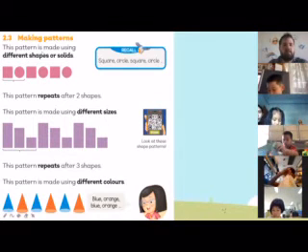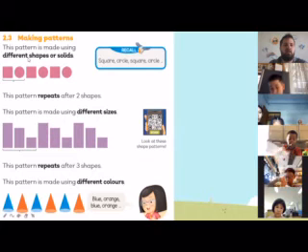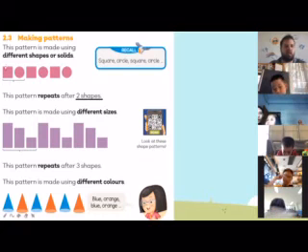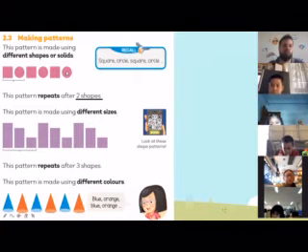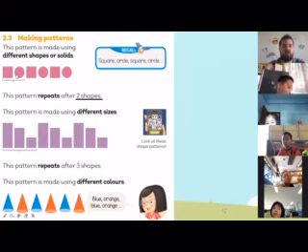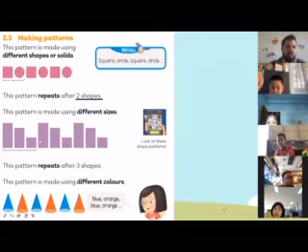So this is a pattern using different shapes or solids. So if you have a look, we have two shapes. So we have the square, circle, and then goes again, square, circle, square, circle. So this is our first pattern. So our first pattern is square, circle, square, circle, square, circle. Okay, let's look at our next pattern.